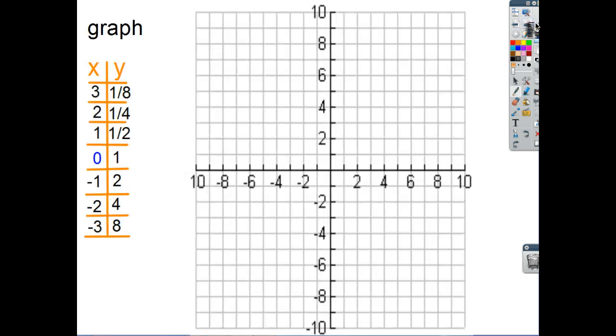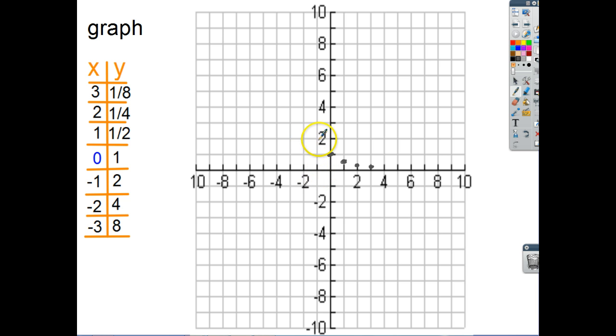Okay, there it is. Had an extra screen in there. All right, let's go ahead and graph these. So we have 3, and then the point 1/8, which is maybe just sitting right on top of the line there. Can't be very high. Go out to 3, up to 1/8. 2, and we're at 1/4, so it's just a little bit higher, but still pretty close to the x-axis. 1, we're at 1/2, so put that point right there. 0, we're at 1.